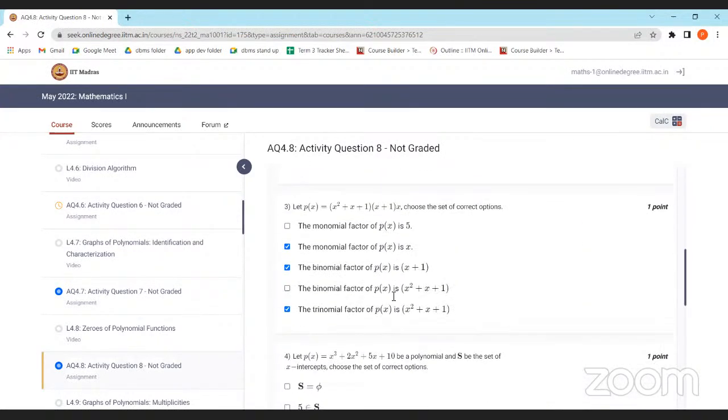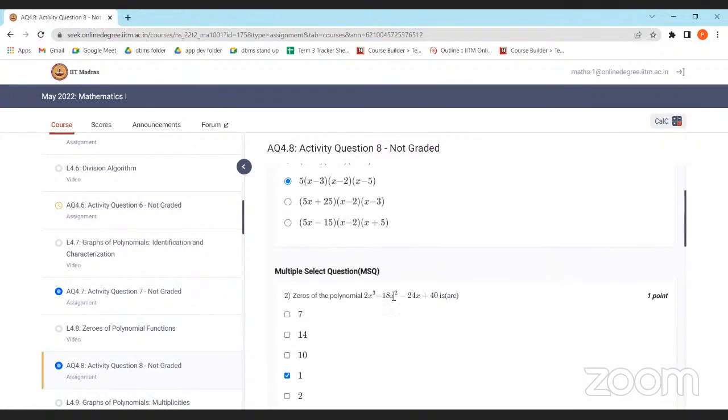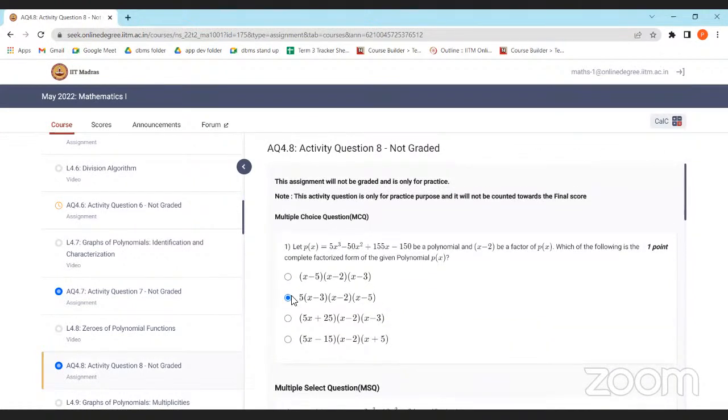Okay. Has anyone asked a doubt in activity 4.8? Last question, I have a doubt. Okay, so how to solve this question? Question number 1, anyone?